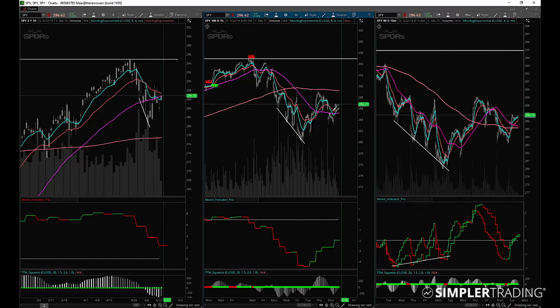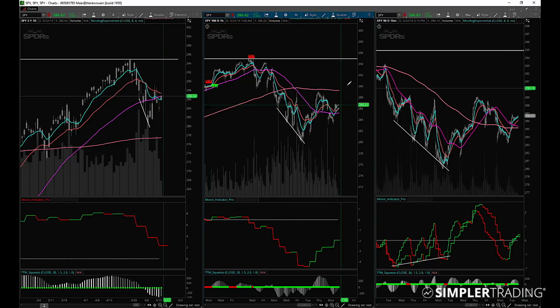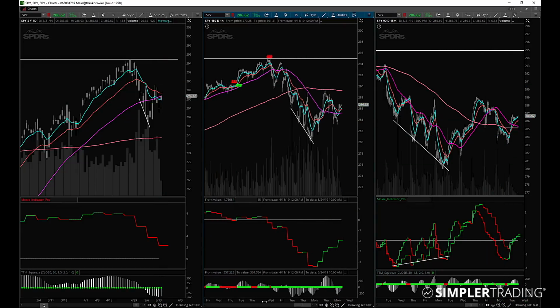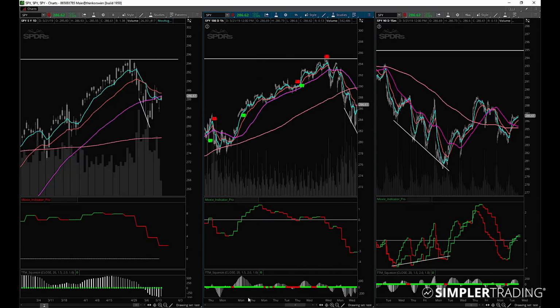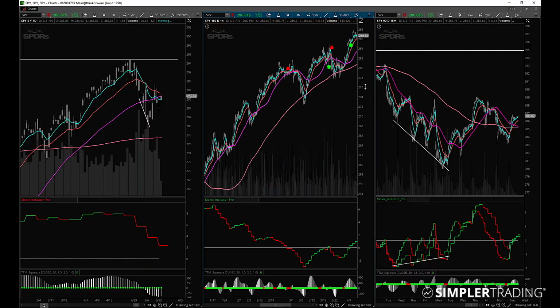Now keep in mind, anytime price is above the hourly 50 and the Moxie indicator is below 0, that shouldn't exist. So price can move, but it may not be a very good, sustainable trend right now. And I'll show you some examples in the past. So let me get these configured.